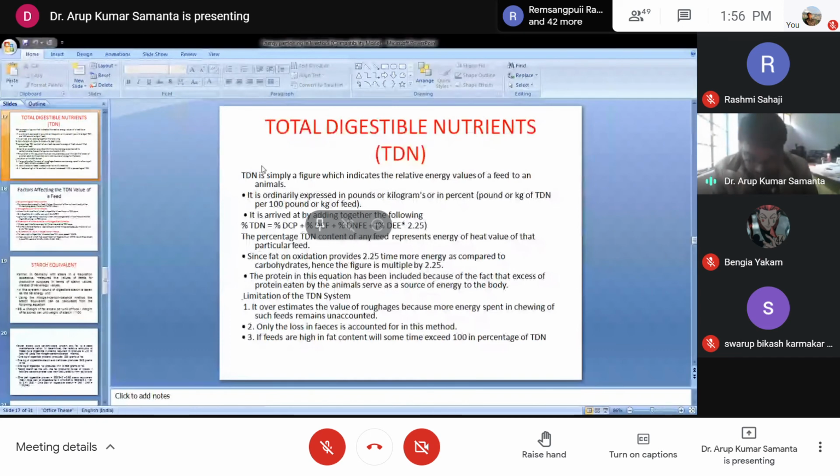Another thing is that if the feeds are high in fat content, sometimes the TDN value is very high, more than 100%. You know, digestible fat content is generally multiplied by 2.25. So that's why for a feed which is very rich in fat, you may not get the correct TDN percentage. So that is the disadvantage of total digestible nutrients.